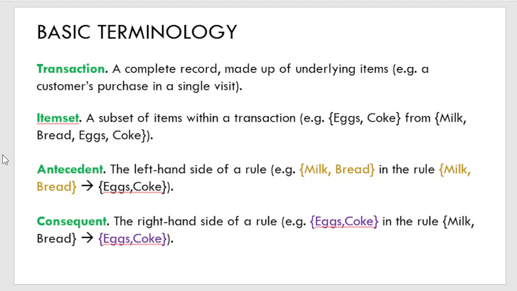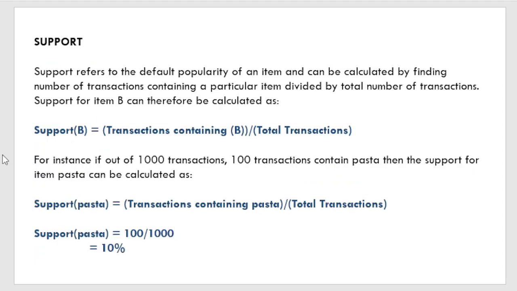The next 3 slides are going to look at some key measurements in market basket analysis, which are support, confidence, and lift. These 3 measurements together will help us do the association rule mining.